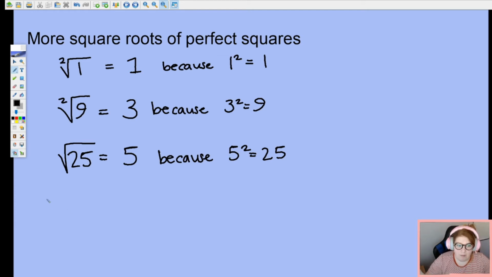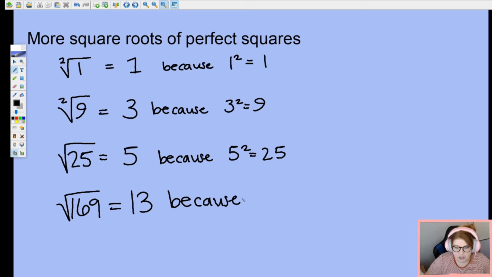So maybe you can come up with another one. Maybe I ask, what is the square root of 169? If you said 13, awesome, because 13 squared, or 13 times itself, is 169.